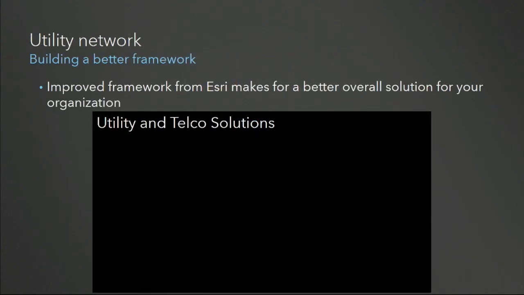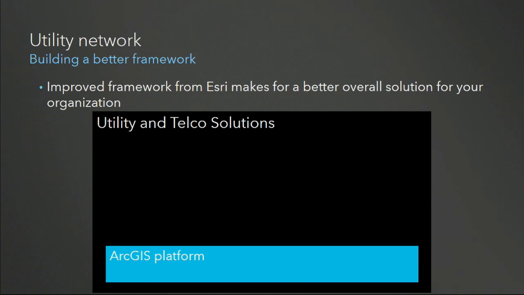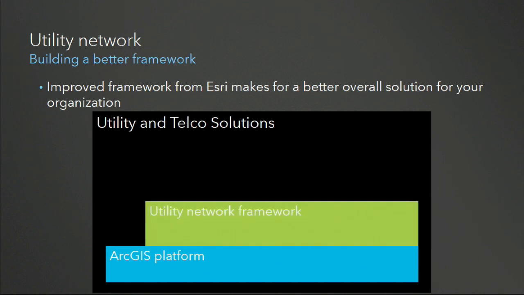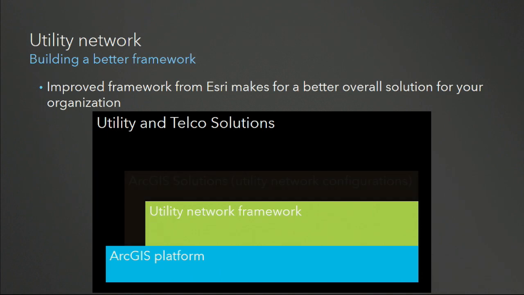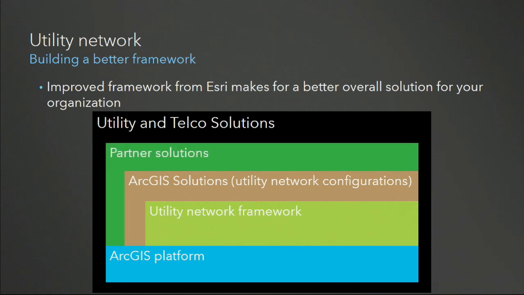Okay, let's finish this thing up. Basically, it's all about building a better framework. At the bottom, we have the ArcGIS platform, enterprise, all that. We built the utility network, the framework, on top of that. We then see the solutions teams providing utility network configurations, maps and apps and models and all the rest on top of that. And then finally, partners sit on top of all of that and complete the solutions for our end user community, for you guys.